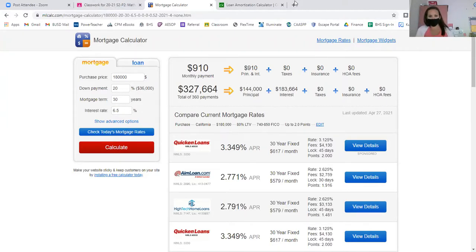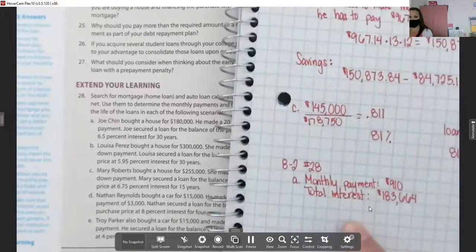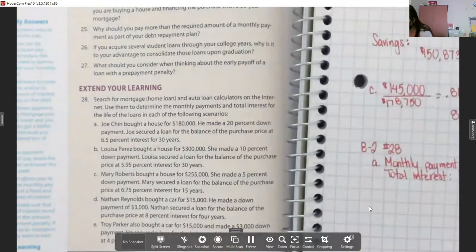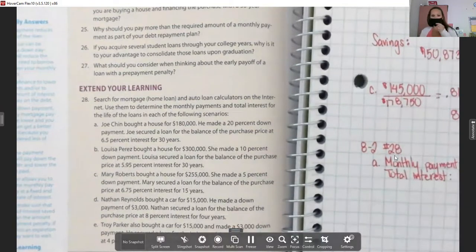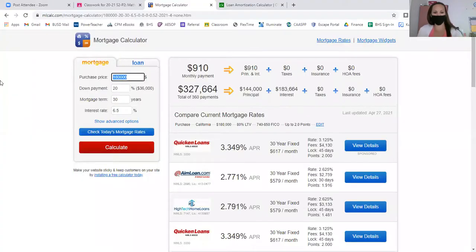All right, part B in the book, I'll just show you real quick. This is all I wrote: just the monthly payment and the total interest. That's all they asked for. Part B says Luisa Perez bought a house for $300,000. She made a 10% down payment, secured a loan for the balance at 5.95% for 30 years. Okay, so 300,000, 10%, 30 years at 5.95, I think it was. Yeah. And calculate.